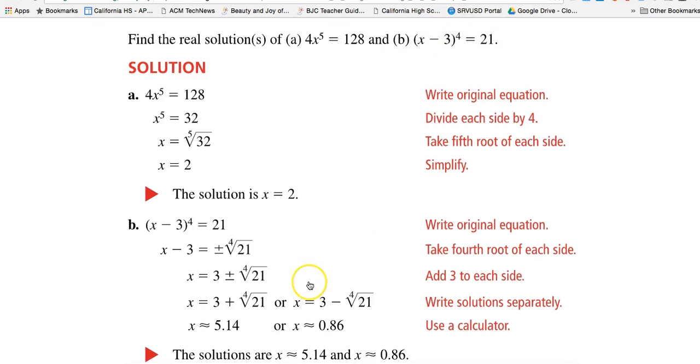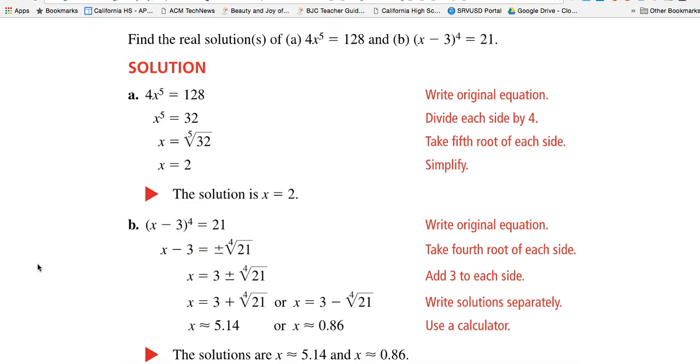Okay, so the key things right here are making sure that your order of operations are in the correct order and that you're always isolating x. Make sure that whatever exponent x has, you always take both sides to the opposite.